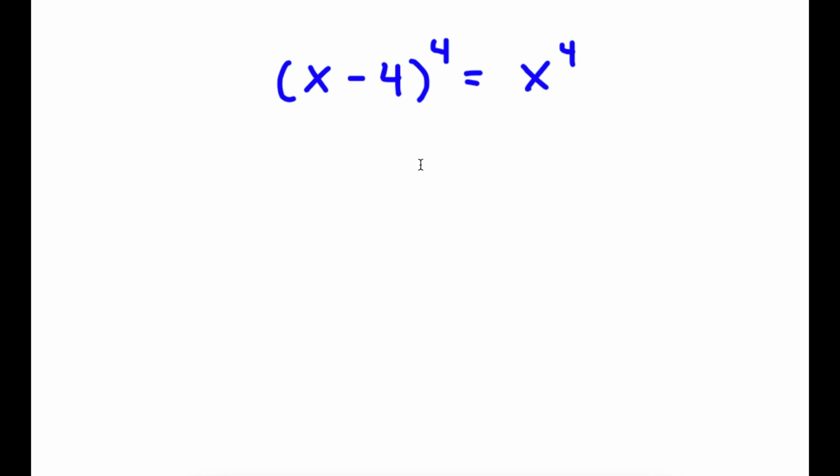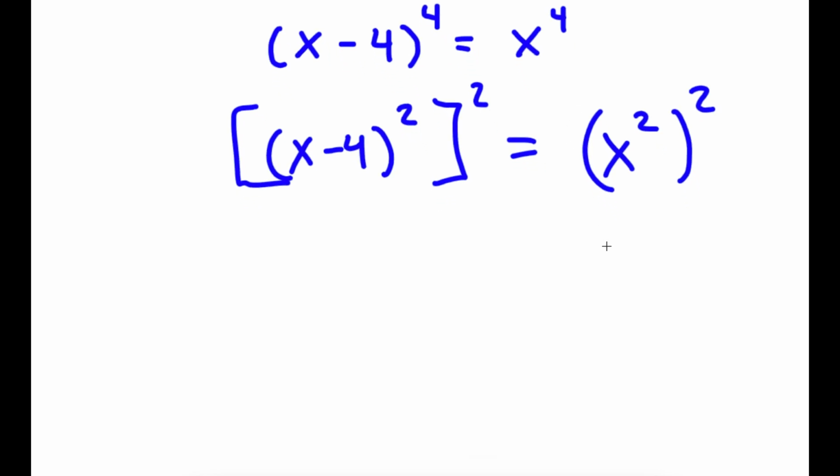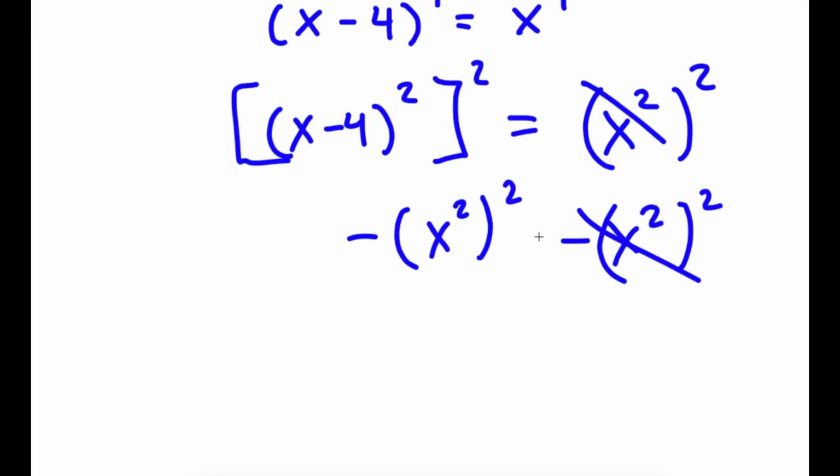Alright, so in this problem, I have (x - 4)^4 = x^4. To solve this, I'm going to first rewrite this as ((x - 4)^2)^2 = (x^2)^2. Now I'm going to go ahead and subtract (x^2)^2 on both sides. So these two cancel out.